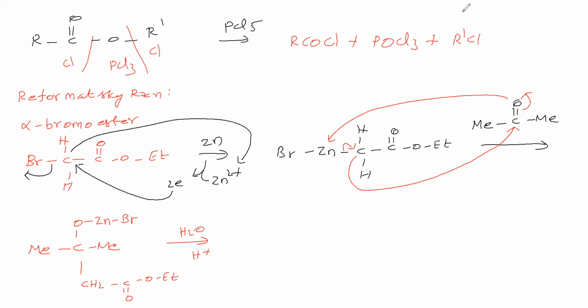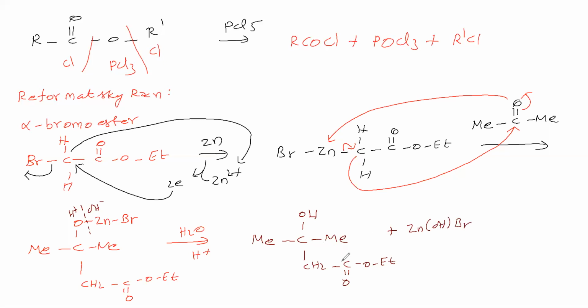So where does hydrolysis take place? At this place, H plus is attacking, and here OH minus is attacking. So what are we getting? This CH3 C OH, this CH2 COOEt. ZnOHBr is removed.